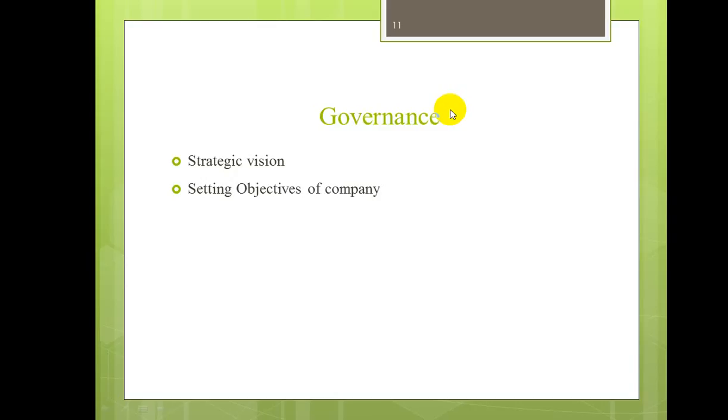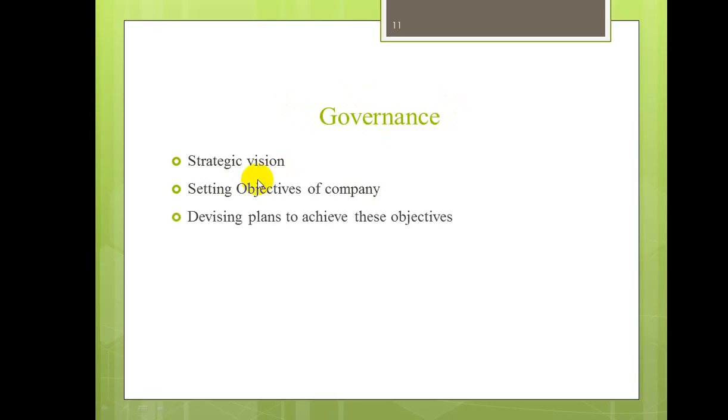They decide how to achieve the target, and for that they are making plans. How to achieve the targets that you have set as objectives, for that the governors are making plans.